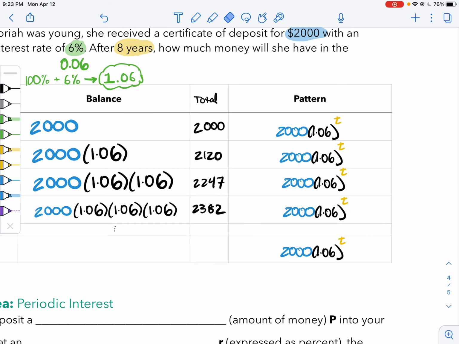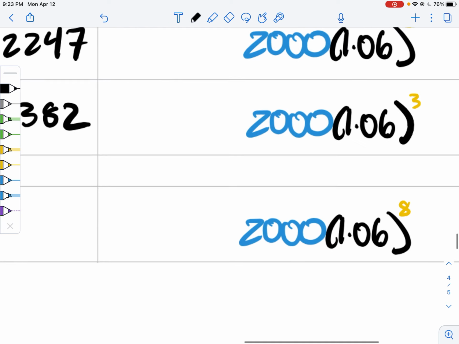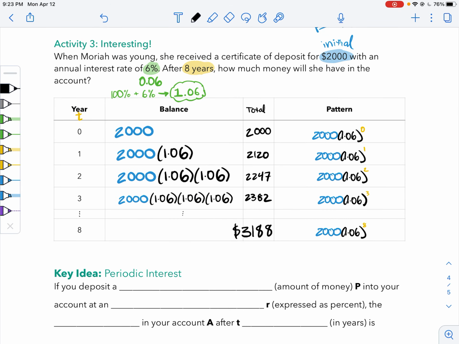So now we can deconstruct this. How much time was spent? This was after 0 time. So we didn't multiply times 1.06. It was just times 1. Then after 1 year, 2, 3, 8. So after 8 years, what is she going to have? Turns out this is 3188. Approximately. We should have gone into cents, but then that wouldn't fit in my box.